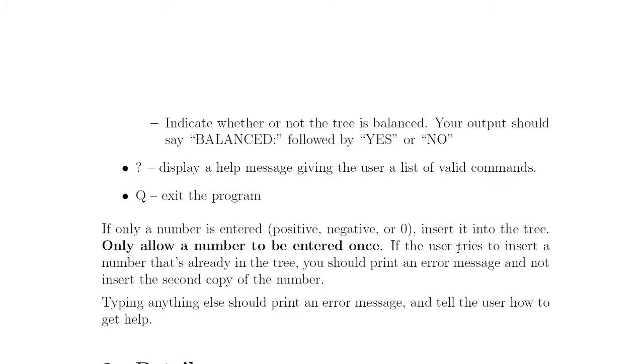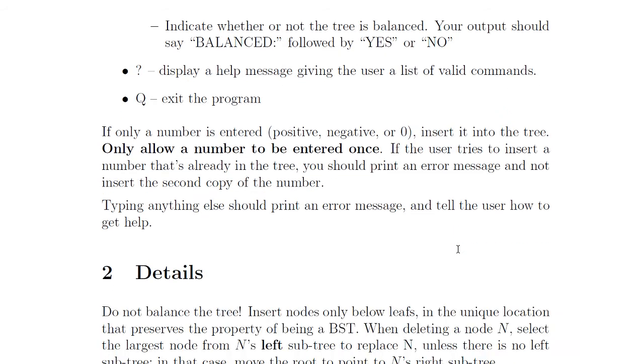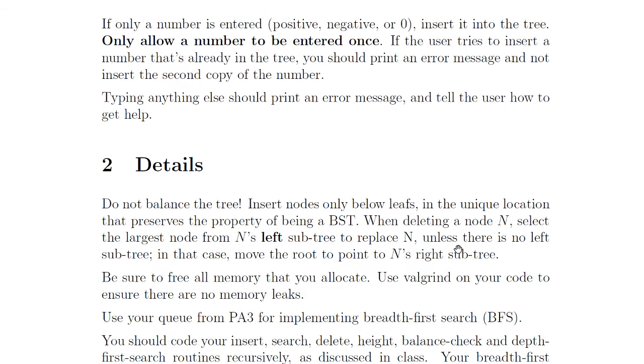Okay, question mark gives you a help message, uppercase Q quits. If you type a number, it inserts it into the tree. And before you insert, make sure it's not already in the tree. If it is, you can call the user a moron and refuse to insert that number. But keep running, okay? And don't delete my files. All right, and anything else prints an error message.